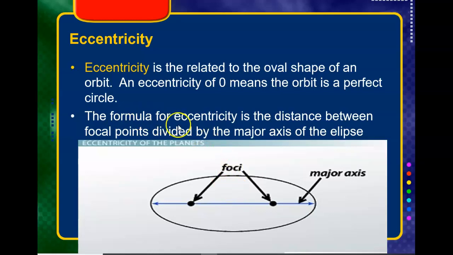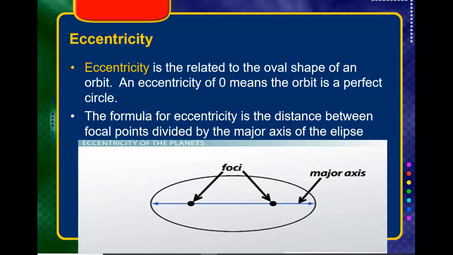Okay, so the formula for eccentricity is the distance between the focal points, so the difference between the foci, and the major axis. And as you see, the major axis is always bigger than the distance between the focal points. So the eccentricity is always less than 1. So for example, if the difference between your foci is measured in what are called astronomical units, 1 astronomical unit is the distance between the Earth and the Sun.